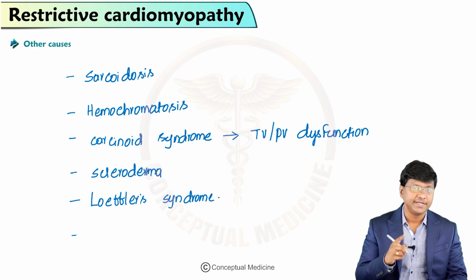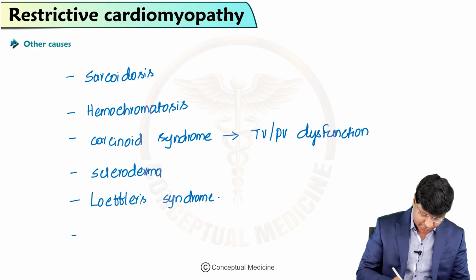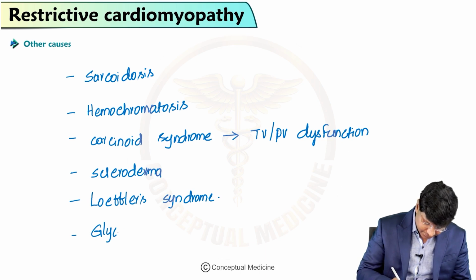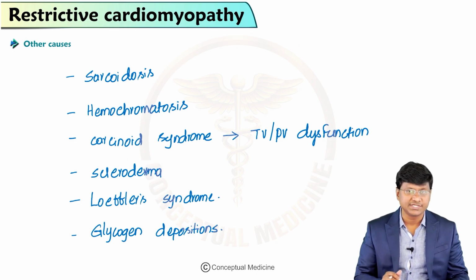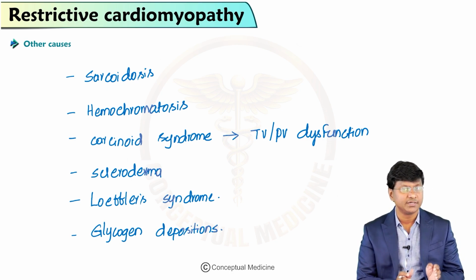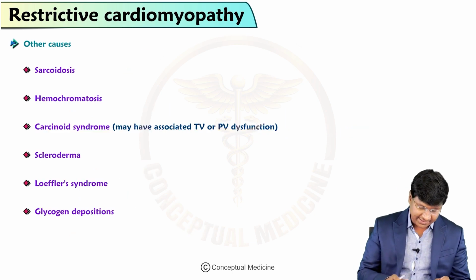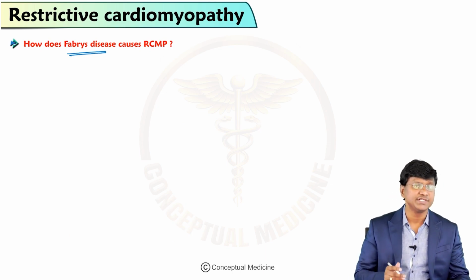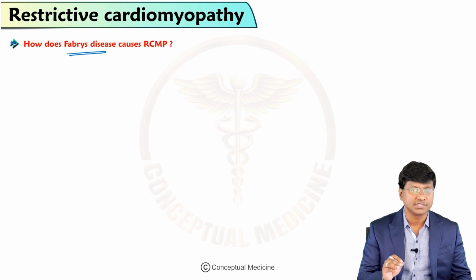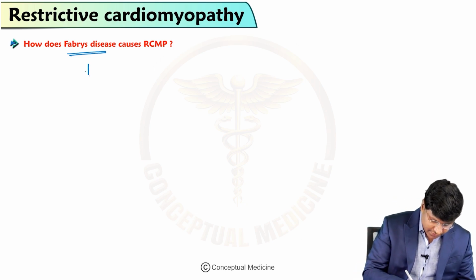And then finally the other important disorder is glycogen depositions. So these are the disorders which will cause restrictive cardiomyopathy. We also have a lysosomal storage disorder which will cause restrictive cardiomyopathy, and that lysosomal storage disorder is Fabry's disease. So the question is, how does Fabry's disease cause restrictive cardiomyopathy? First of all, Fabry's disease is a rare genetic disease.